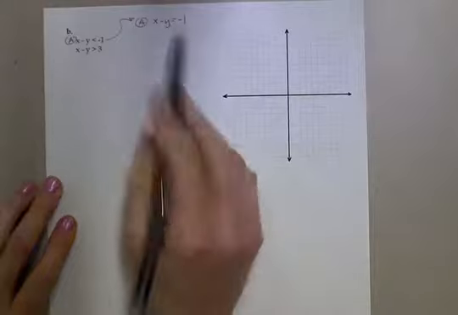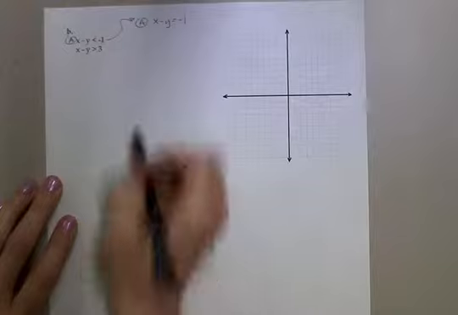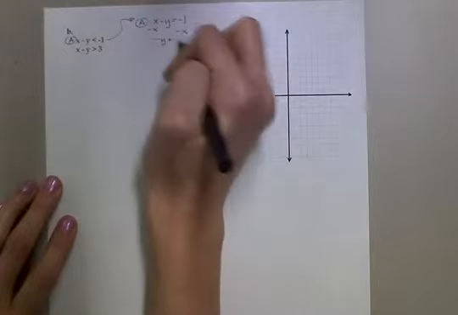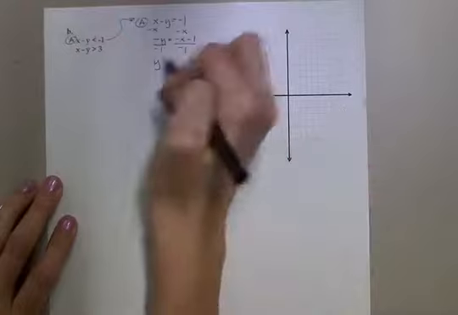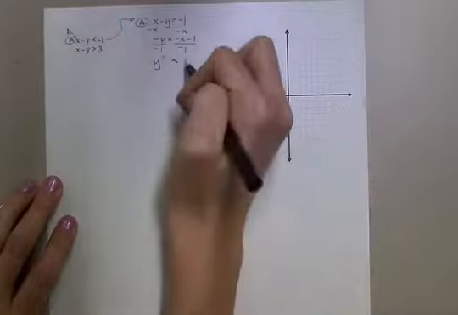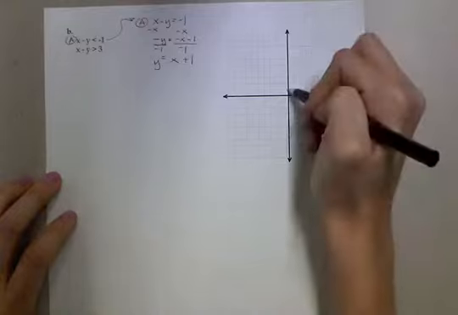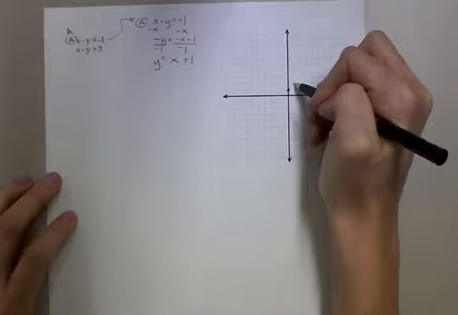Now let's put it in slope-intercept form, as I think that is easiest to graph on the coordinate plane. So let's subtract x on both sides. And let's get that y by itself, so divide through by -1, or you can multiply through by -1. We get y equals x plus 1. So let's graph that. Our y-intercept is 1. Our slope is 1, so let's go up 1 over 1.